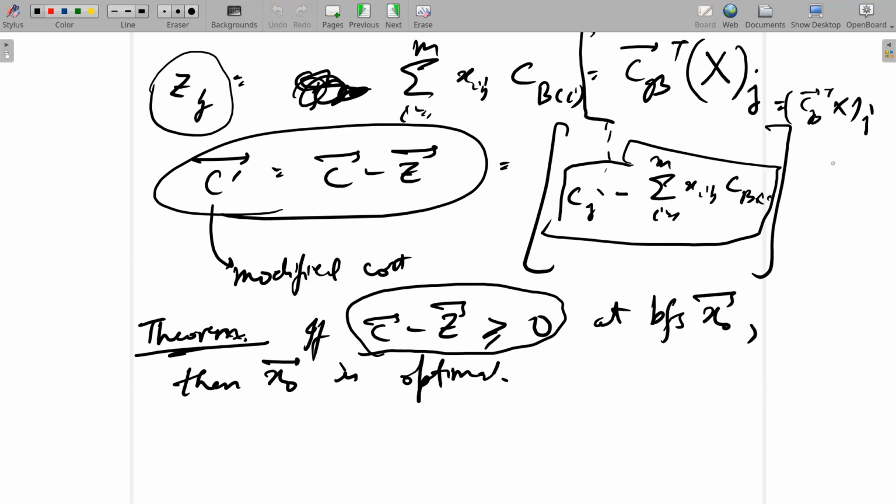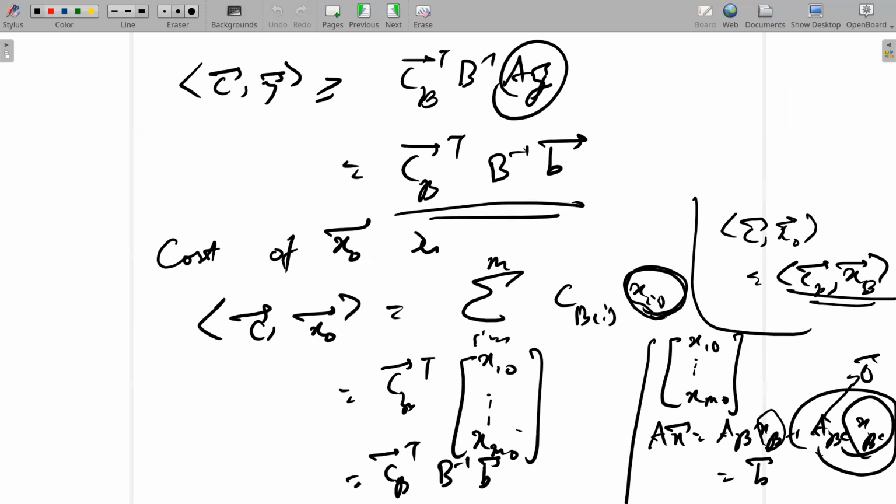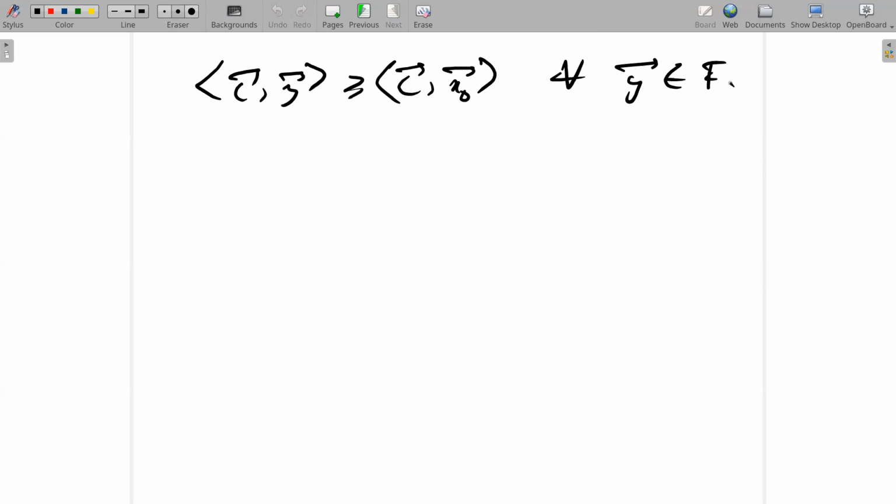So this finishes the proof of the fact that if at a BFS, in whatever neighboring basic feasible solution you look at, the cost is never strictly negative, then you're already optimal. X naught is already optimal. All right. And going back to the first question in this lecture, which we haven't answered so far, let me just remind you that our proofs are still complete.